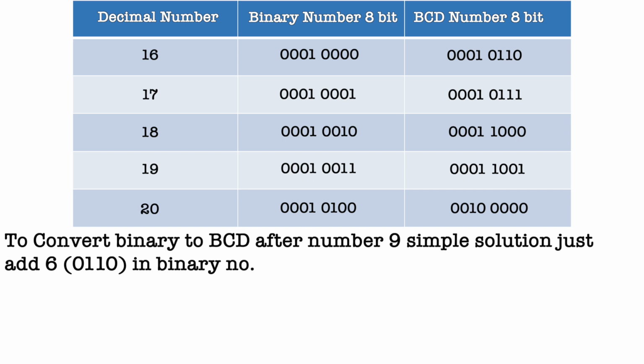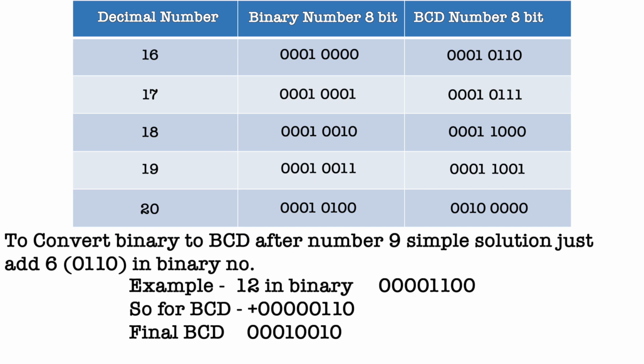To convert binary to BCD after number 9, because for 0 to 9 the BCD numbers and binary numbers are the same, as you can see. After 10 the binary and BCD numbers are different. So if we want to convert a binary number to a BCD number, we simply add 6 to the binary number, right? As you can see in the example, suppose we want to convert 12 to BCD form.